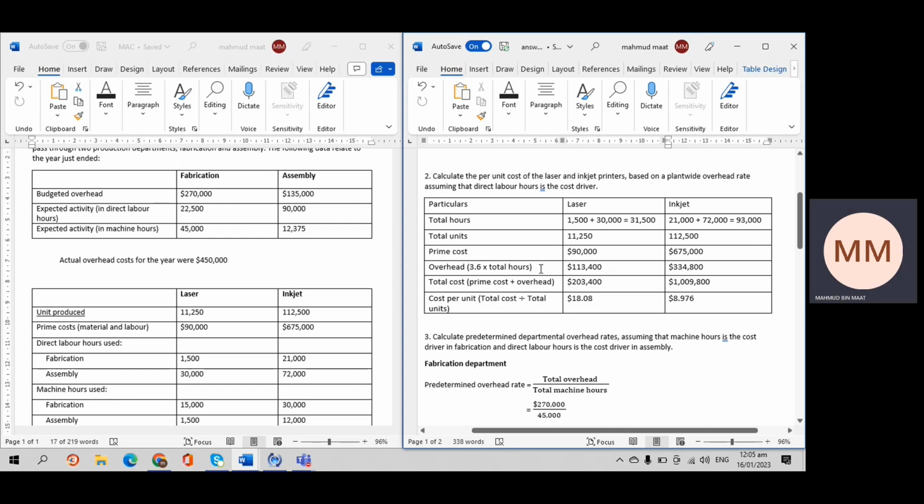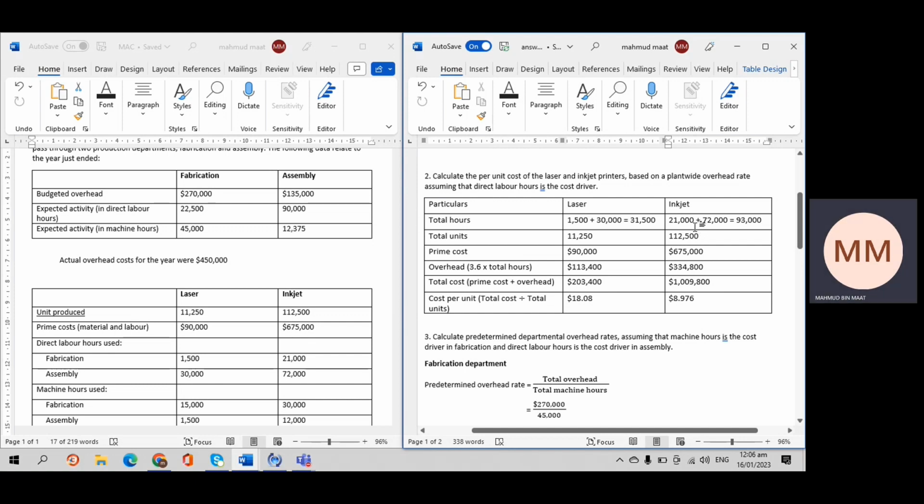We need to multiply by the total hours of laser, which is 31,500. So overhead cost is equal to 113,400. So 113,400 plus the prime cost 90,000, we get total cost 203,400. To get the cost per unit, 203,400 divided by 11,250. So we get cost per unit for laser 18.08.